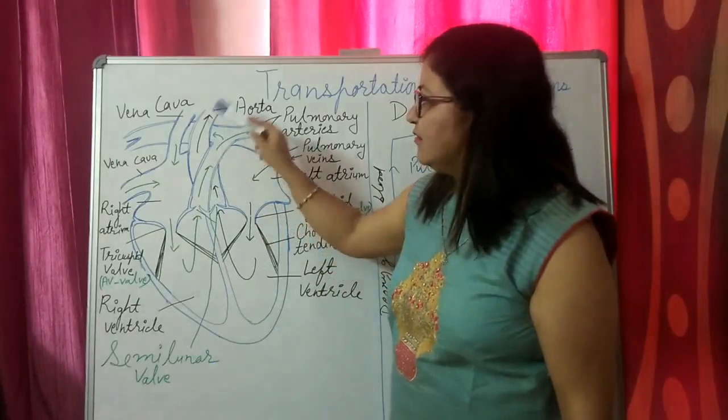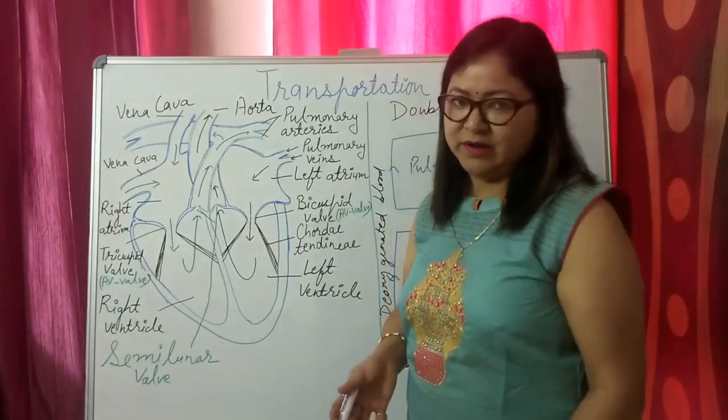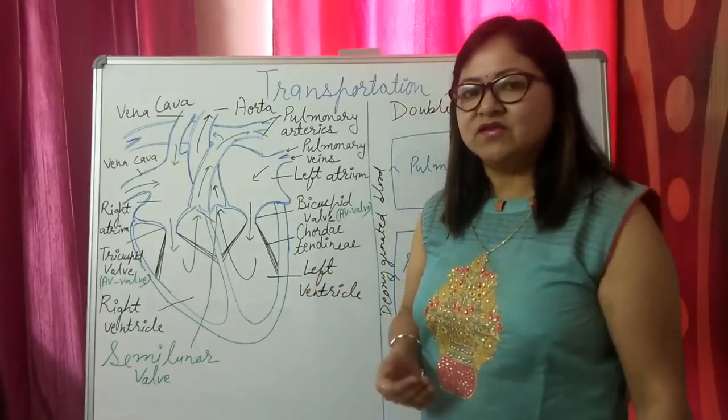This aorta will divide into arteries and provide the blood to each and every part of the body. Okay, this is the internal structure of the human heart.